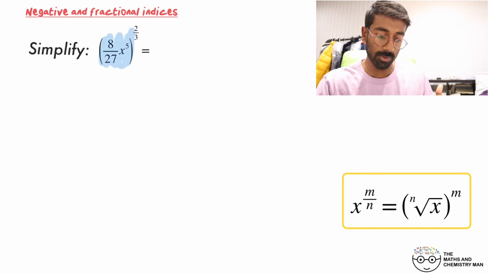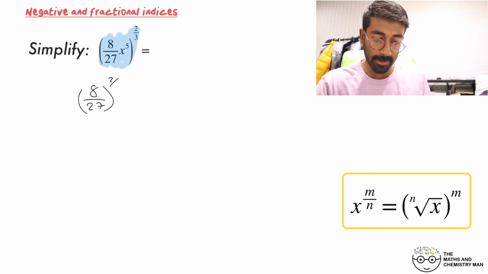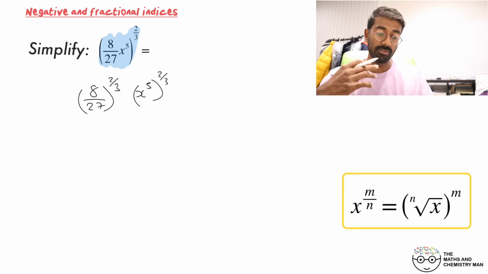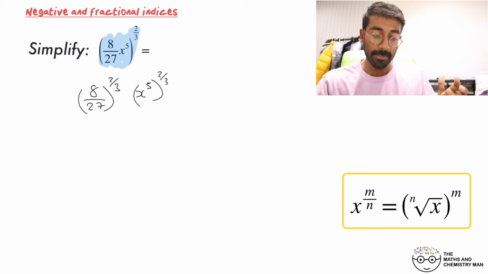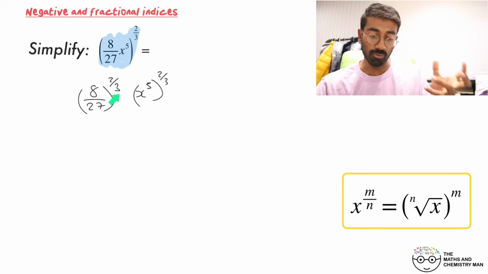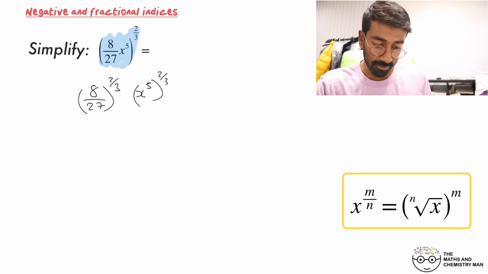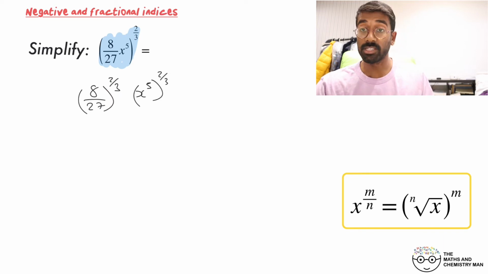Right? Just as we were doing before. So we'll have 8 over 27, and that's to the power of 2/3, and then x to the 5, also to the power of 2/3. Now remember, when you've got your fractional powers there, the bottom number tells you what you're going to root it by, and then the top number, what power you're going to apply to it afterwards. So the 3 there means we're going to need to cube root.